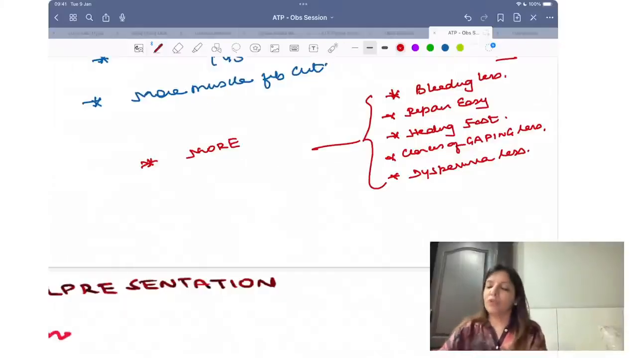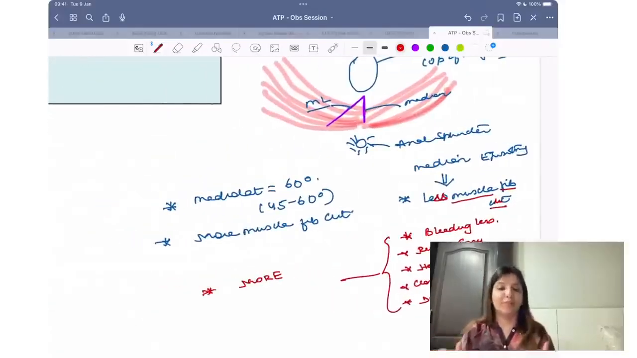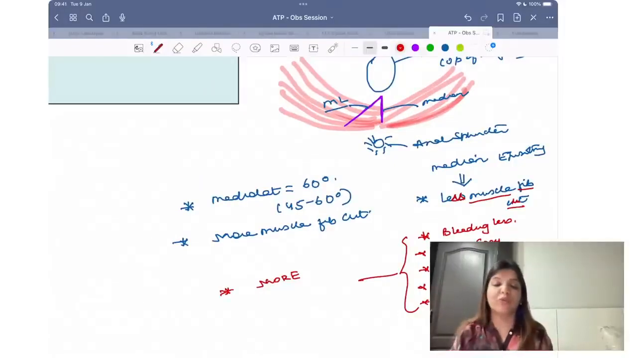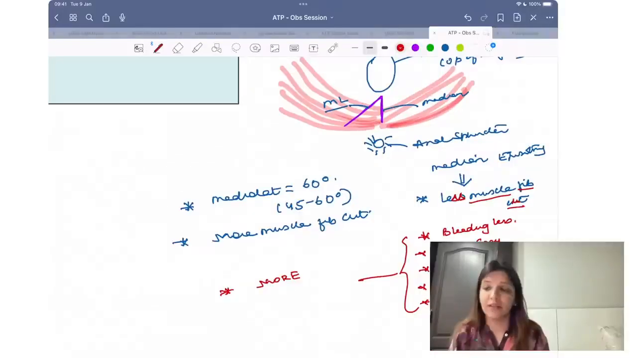So now, listening to this, it sounds like median episiotomy is very good. But why is it that in our labor rooms we have seen mediolateral episiotomy being done? So tell me, why is mediolateral episiotomy preferred over median episiotomy? Why is it that there are so many advantages of median episiotomy, but still I am preferring mediolateral? That is only because of one reason.